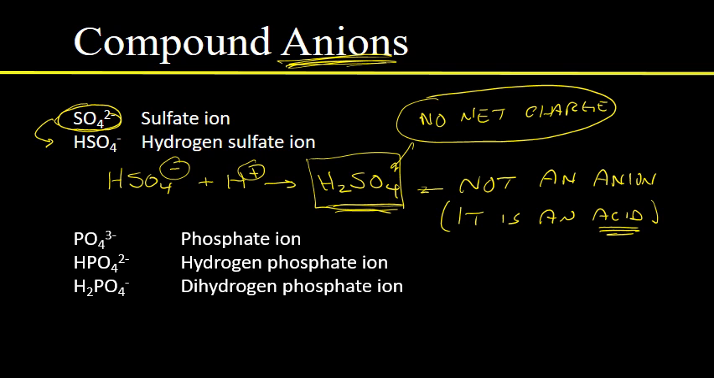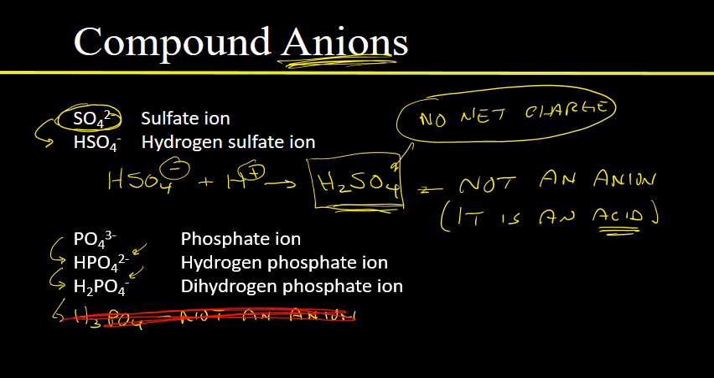Same thing with the phosphate. We can add 1 hydrogen to make hydrogen phosphate, which is 2-. We can add 2 hydrogens to make dihydrogen phosphate, which is 1-. But if we add 3 hydrogens, we get H3PO4, and the charge now is 0, right? So this is not an anion, so this would not be considered a compound anion, and it doesn't follow those rules anymore. Okay, it only works if you add a hydrogen to get something that still has a negative charge.